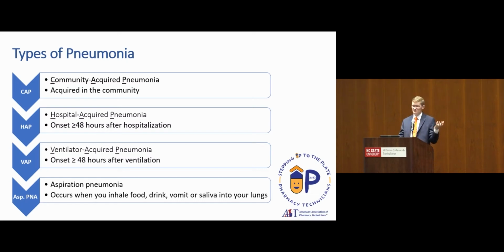And then aspiration pneumonia is a little bit different in that it occurs when you inhale food, drink, vomit, or saliva into your lungs. So if you inhale things down the wrong tube. If you've ever had surgery and you've been told not to eat at midnight or after midnight, prevention of aspiration pneumonia is one of the big reasons, because we don't want you to aspirate the contents of your stomach into your lungs when the surgery starts.